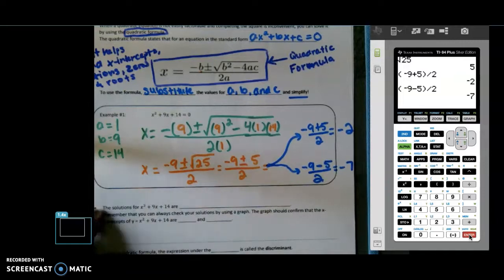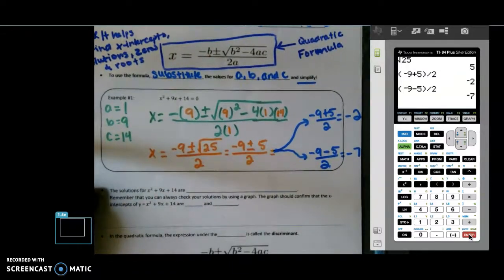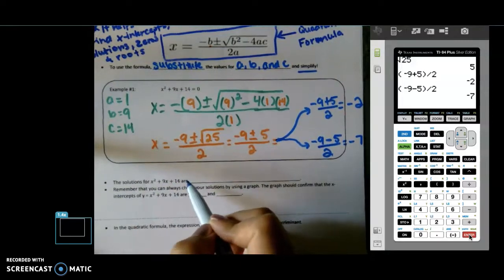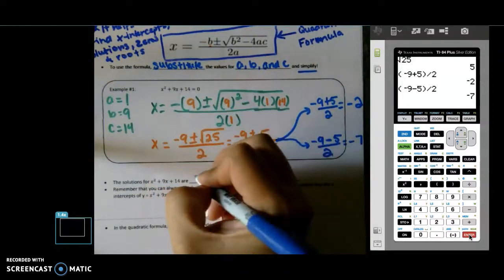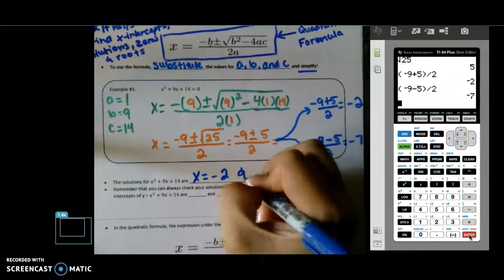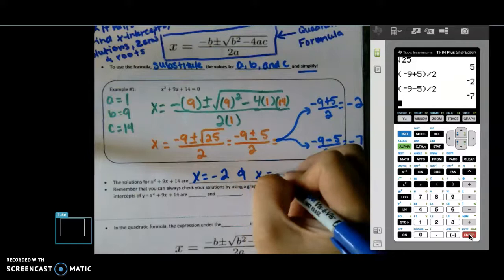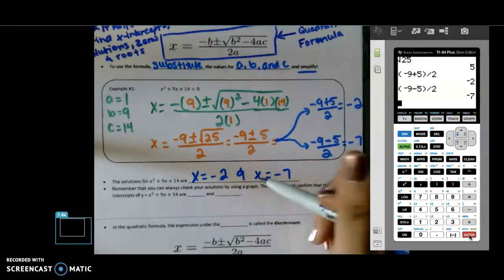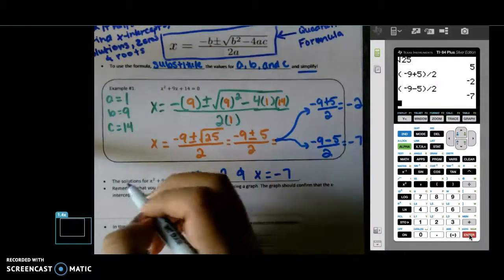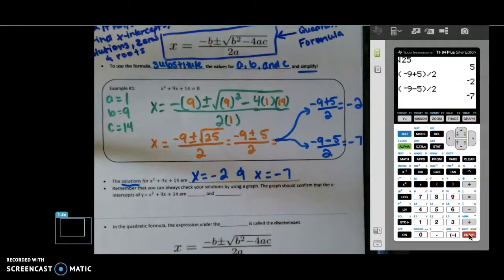So the solutions for x squared plus 9x plus 14 are x equals negative 2 and x equals negative 7. Guys, these are my solutions. These are my roots. These are my zeros. These are my x-intercepts. That's what we mean by solutions, and you should know that by now. Now remember that you can always check your solutions by a graph.